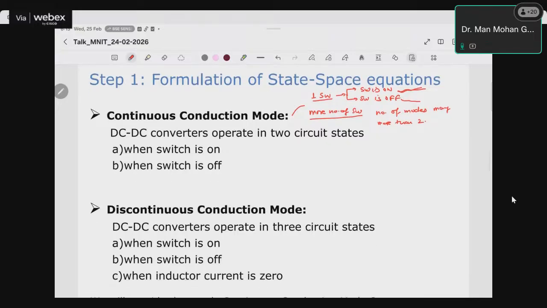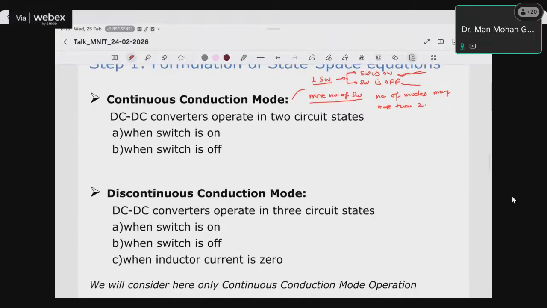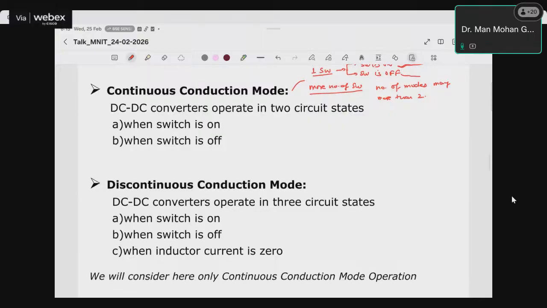Similarly, when we have discontinuous current conduction mode, DCM, there are at least three modes. One, the switch is on. Another, the switch is off. Then, when the switch is off, within that, when the inductor current is zero. So three modes. It means whether it's DCM or CCM, a converter may have at least two modes, or maximum maybe three, four, five modes, depending upon the switches.